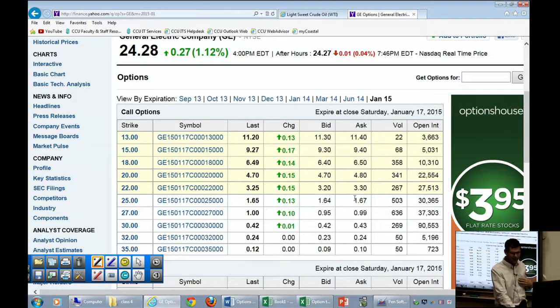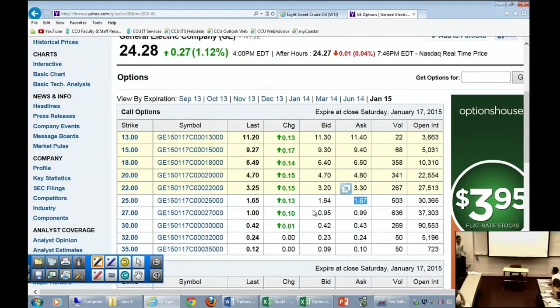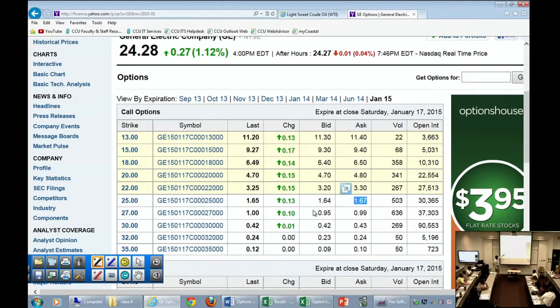Why does it say $1.67? Are they adding because of the length of time? Okay, what's the intrinsic value of that? Zero. You sure? If I subtract 24.25 from 25, is that a positive number? It is, so we don't take zero. No, it's not. It is negative.